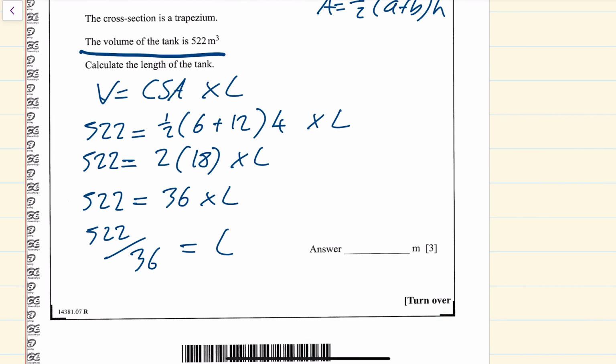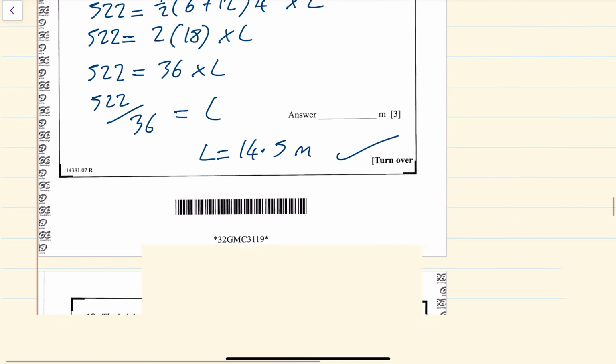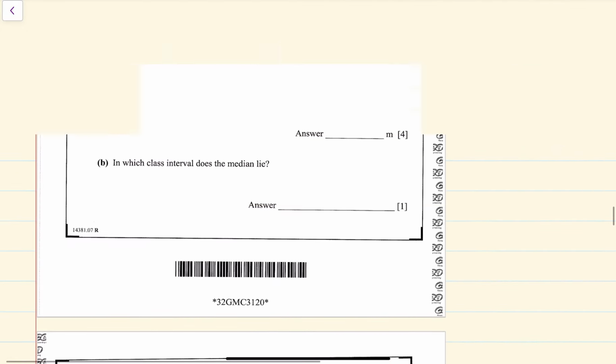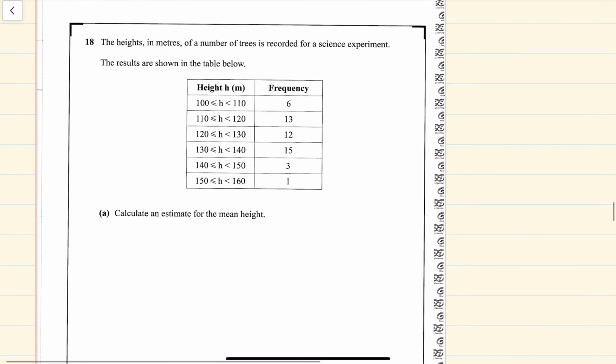Let's just do that. 522 divided by 36 is 14. What did I get? 14.5 meters. Hopefully that's what we're looking for. How much more have we got to do? Loads. Dear me. All right. Okay, here we go. Right.